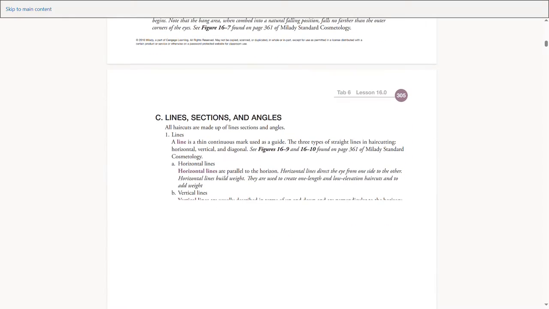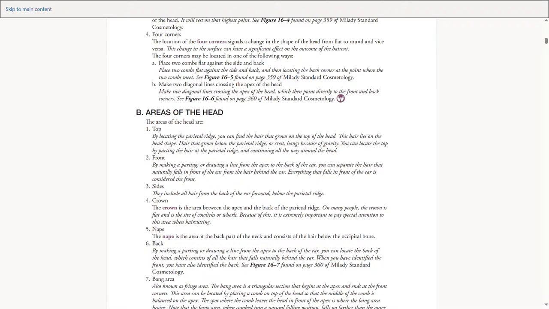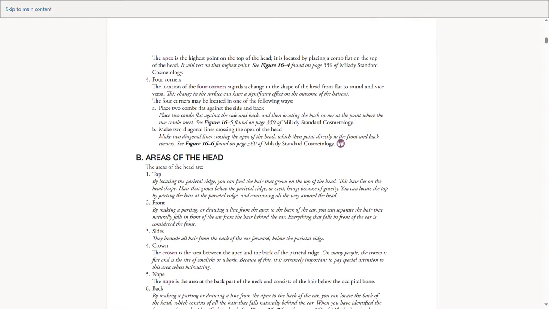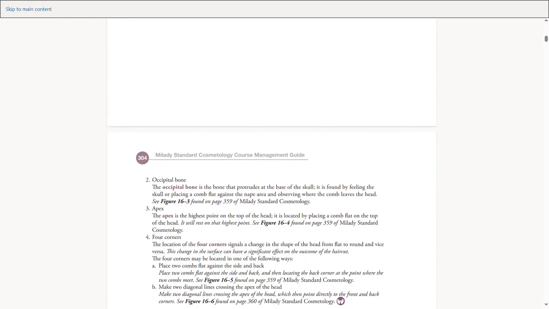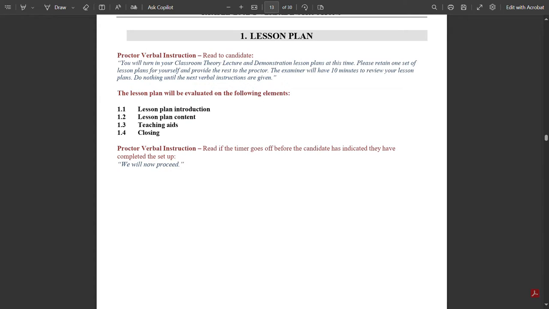This is a really long chapter. You have between 15 and 20 minutes to teach your lecture, and between 25 and 30 minutes to teach your demonstration. So if your exam topic is, for example, hair color, obviously you're not going to be able to teach everything you would need to teach about hair color in 20 minutes, right? So you're just going to come up with about 15 to 20 minutes worth of content. So write that out in outline form, and then just follow that as you're teaching.